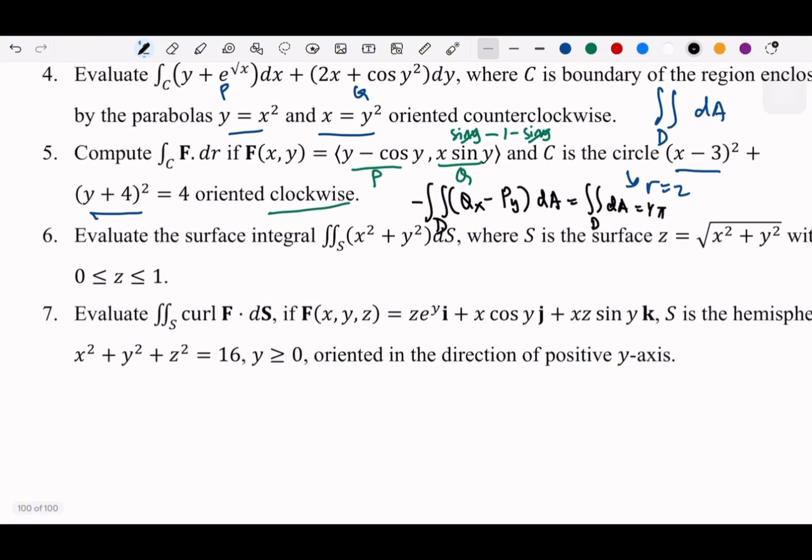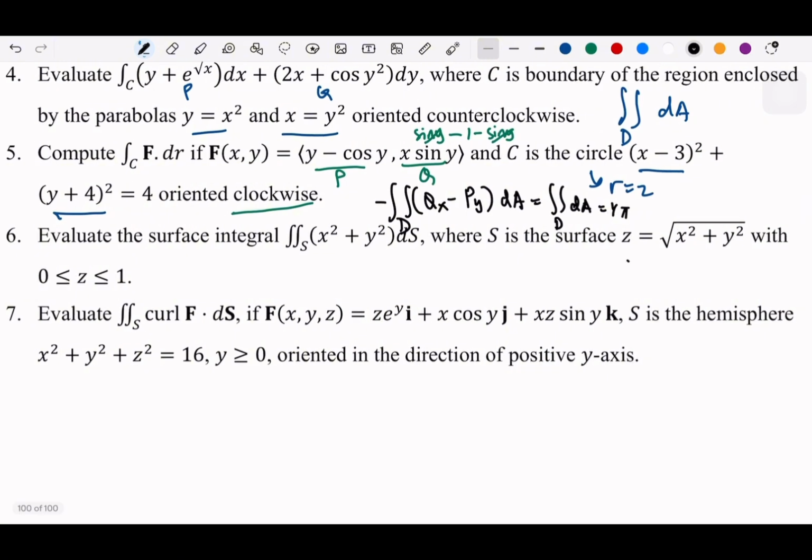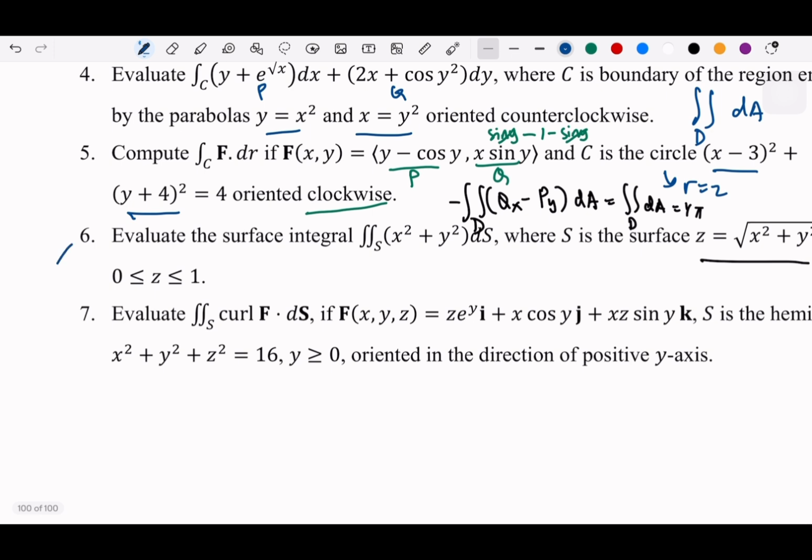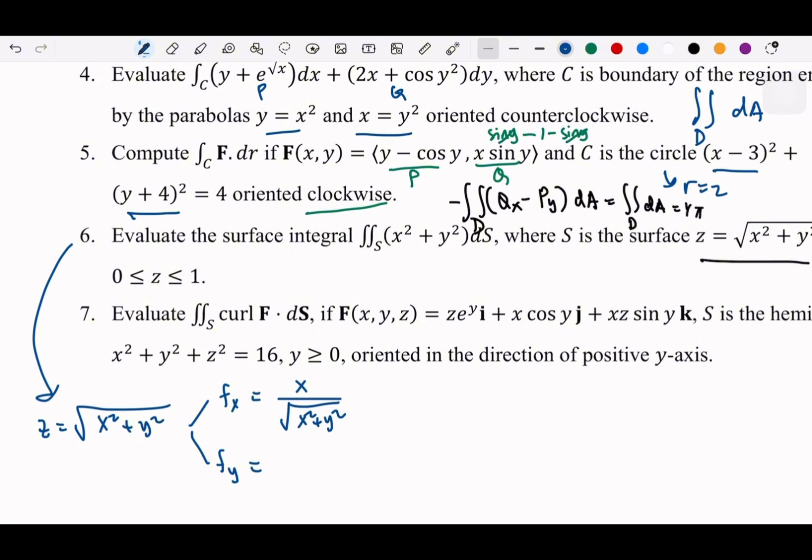Evaluate the surface integrals. Okay, this is using the, let's say we have the surface Z. So for number 6, so let's say Z is this, okay, based on the informations, then we can take the partial X and partial Y. This is supposed to be X over, this will be Y, right?